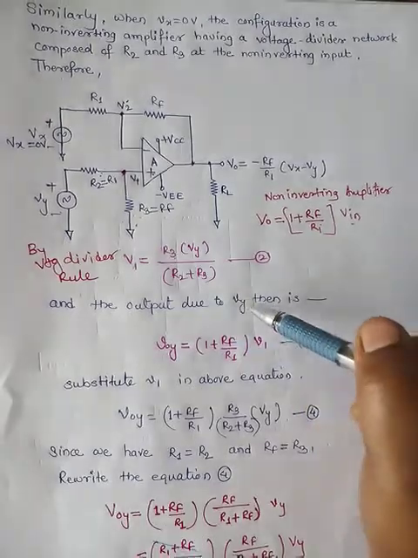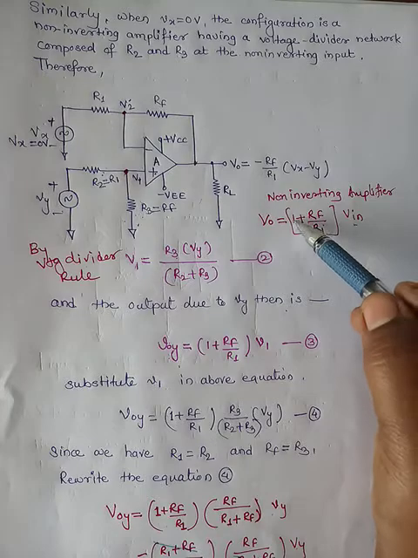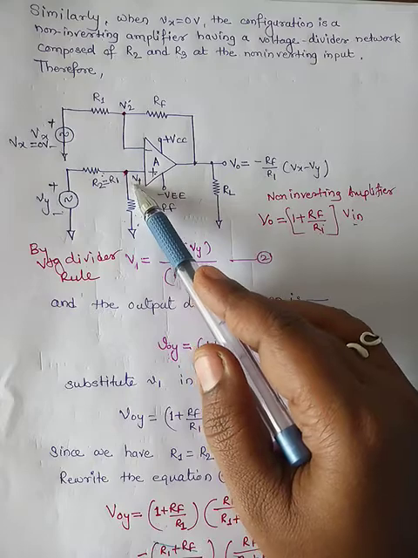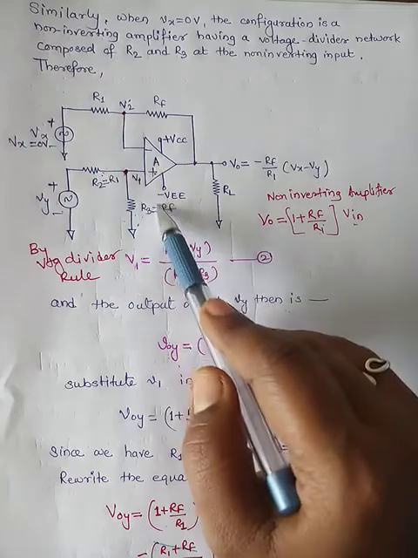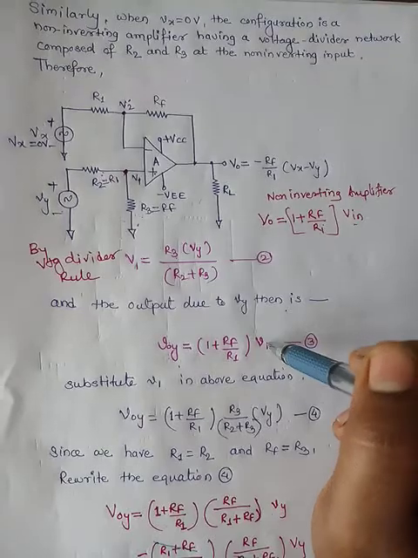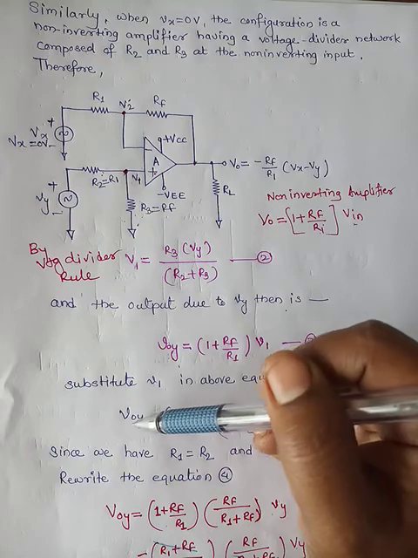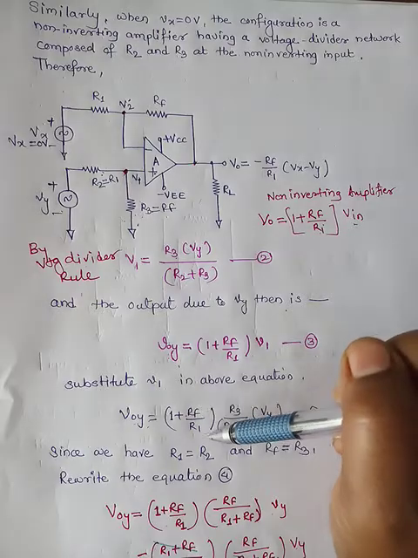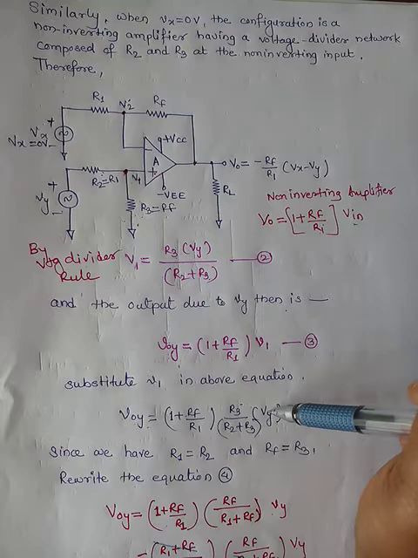So the output due to V of Y that we can calculate here is V0Y, and the gain equation is 1 plus Rf by R1 into the input voltage Vin, which is nothing but V1, not V of Y, because V of Y appears across R3, that is V1, and V1 will act as the input. So the input is V1. Now substitute the value of V1 into this equation, and we have V0Y, the output voltage because of V of Y, equal to 1 plus Rf by R1 into R3 by R2 plus R3 into V of Y.